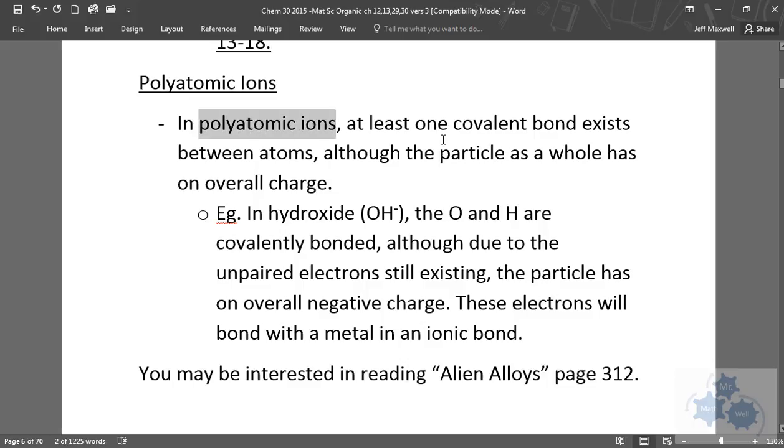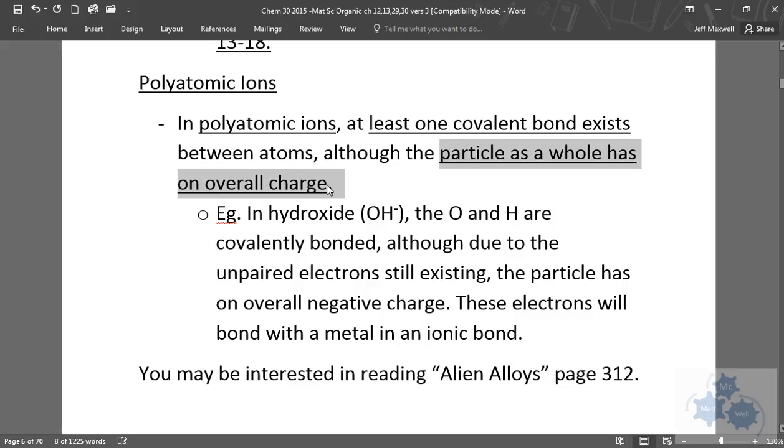We have covalent bonding happening in the polyatomic ion. And so at least one covalent bond exists between the atoms in the polyatomic ion, although the particle as a whole has an overall charge. And so there are some common examples, I think, on page 169 there. You see a bunch of common polyatomic ions.